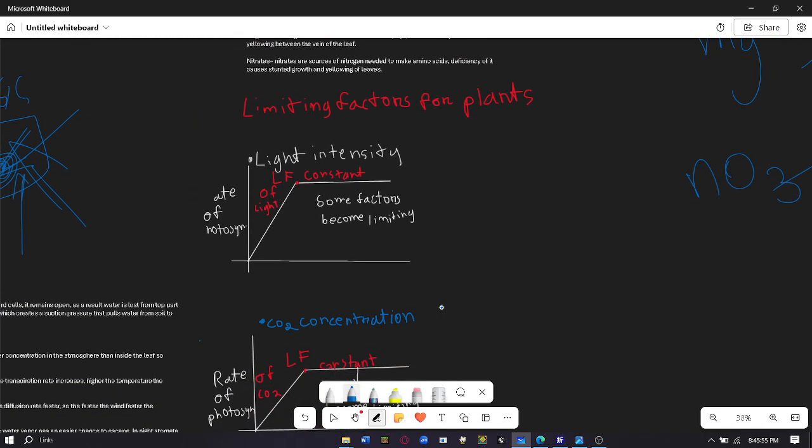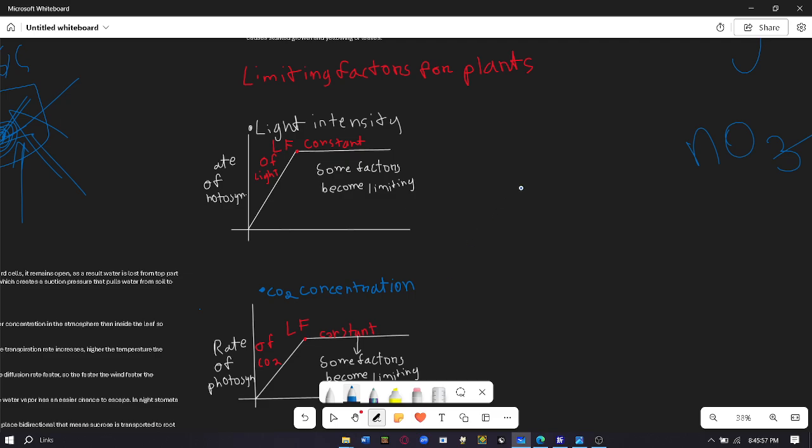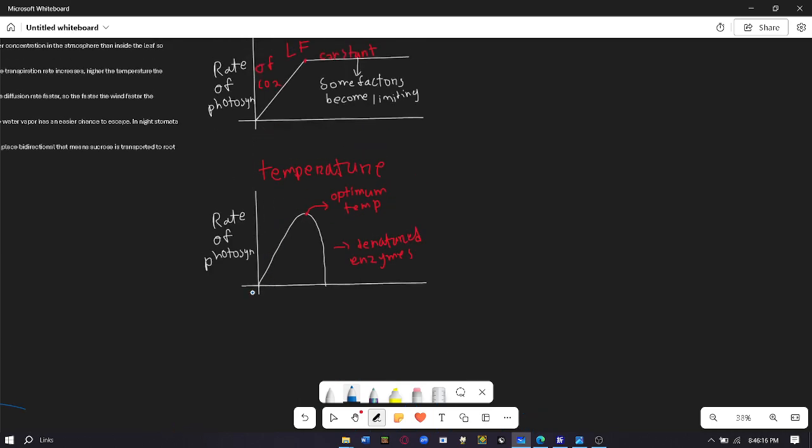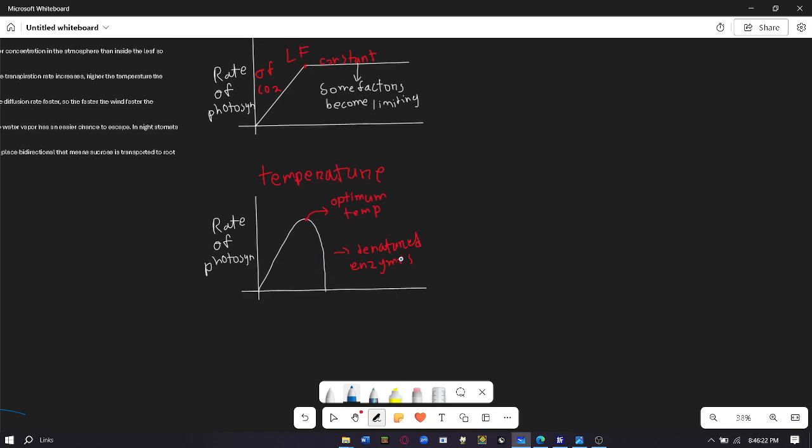Now, there's the limiting factors. These are the graphs for limiting factors. The limiting factors are temperature, light, and CO2 concentration. And that's the three. What you gotta know is that the temperature graph, I have a little drawing right here, is like an enzyme graph, where this is the optimum temperature, and everything above that is just denatured enzymes.